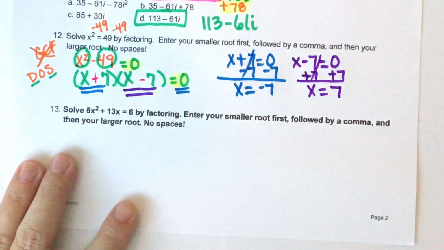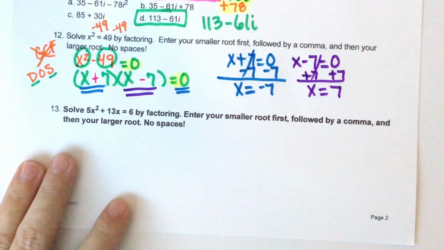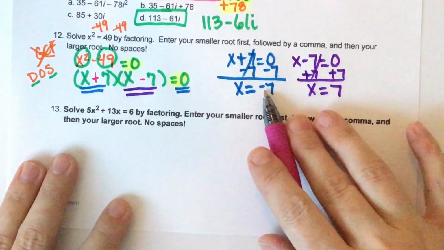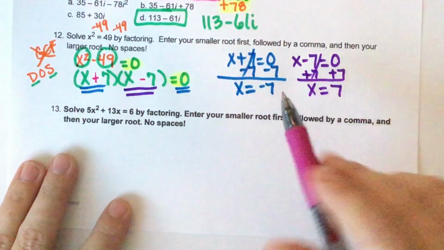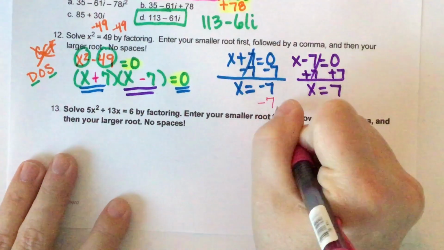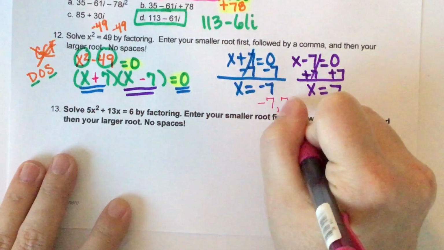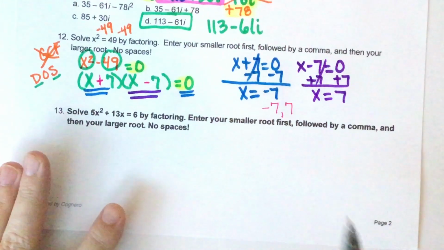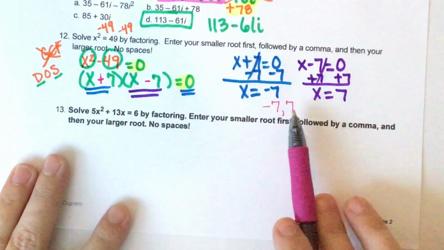Now, this is asking you to enter your smaller root first, followed by a comma, and then your larger root, no spaces. So which is the smallest answer? Negative 7, then a comma, then the positive 7. No spaces. So that's how you would enter it. So smallest answer, comma, biggest answer.